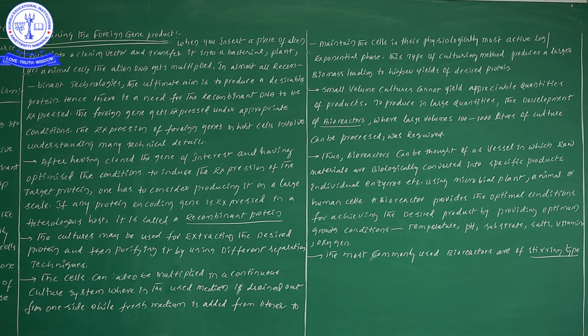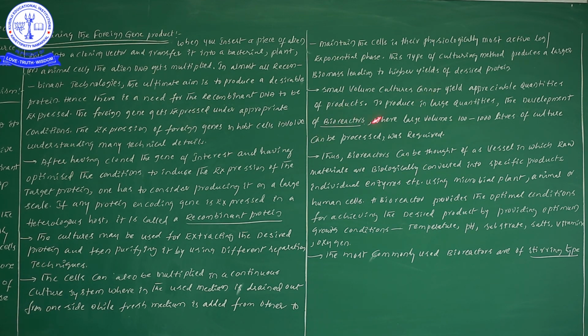One more time let me read. Small volume cultures cannot yield appreciable quantities of products. Suppose you are maintaining very small, minute quantities, suppose the size of the bioreactors is very small. If you are going to produce proteins or products in small quantities, definitely we cannot get very huge quantities of proteins. So appreciable quantities we may not get.